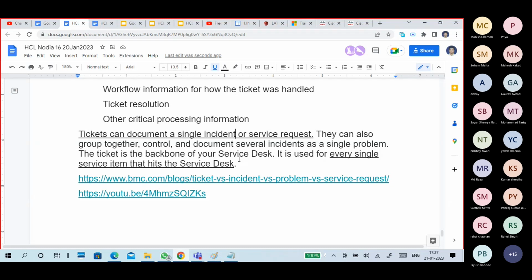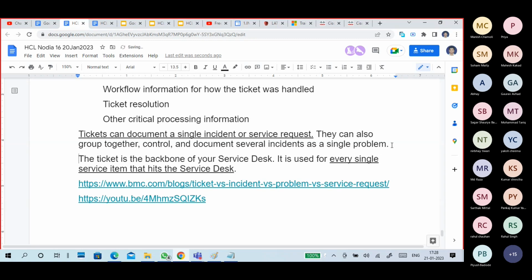For example, I am getting 50 Mbps internet, and I want 100 Mbps internet. That is a service request. Or I ask my company Avantis, I want VPN access. I want printer access. This all comes under service request. So what is the content in the ticket? The ticket tells that this is an incident and this is a service request. And they can also be grouped together to control and document several instances as a whole.